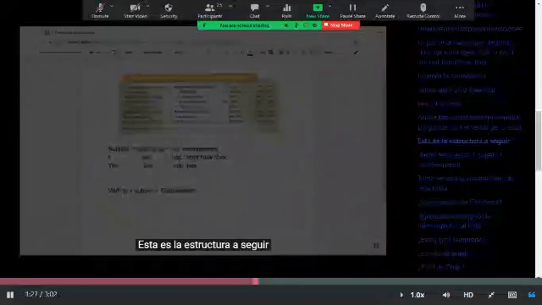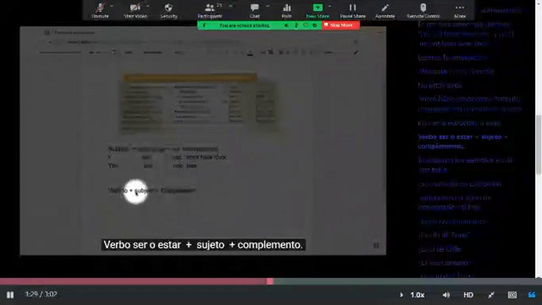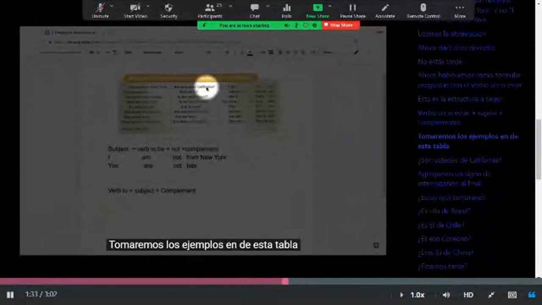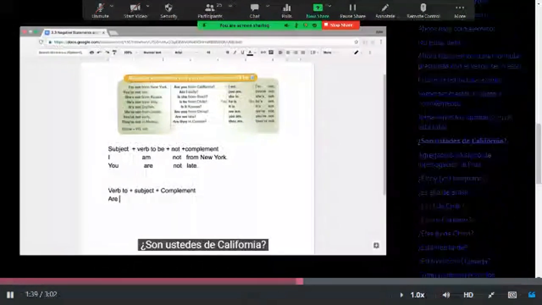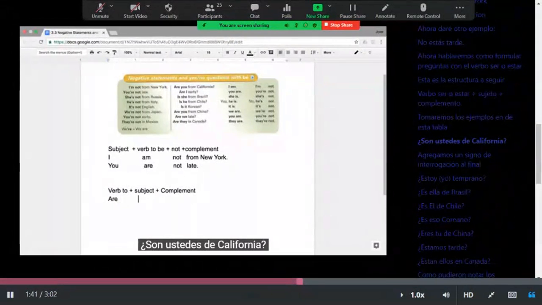This is the structure to follow. Verb to be, plus subject, plus complement. We're going to take the examples from this chart. So, are you from California?